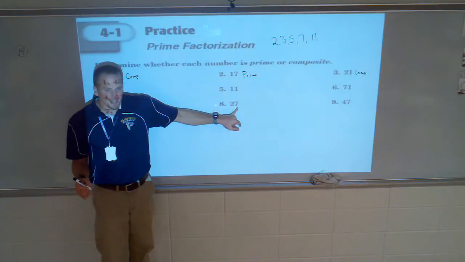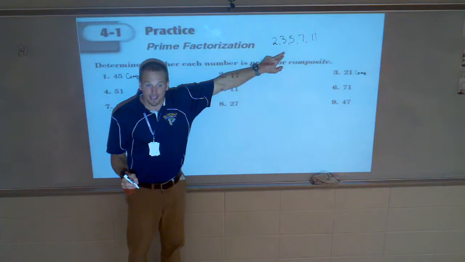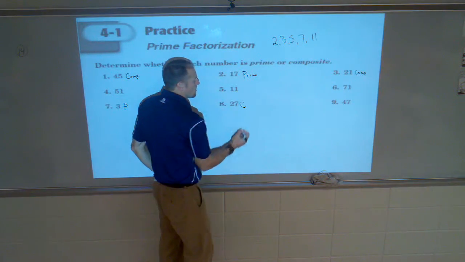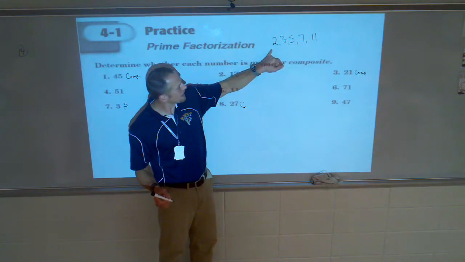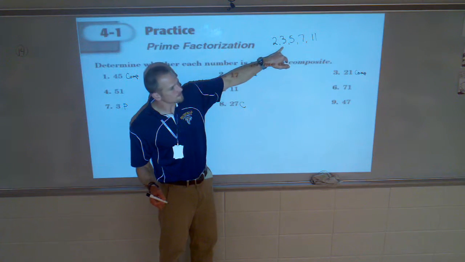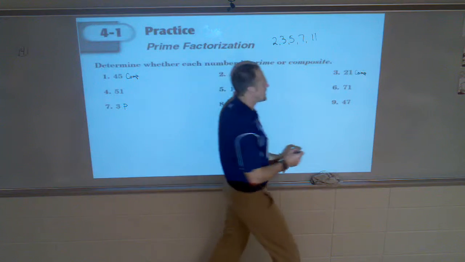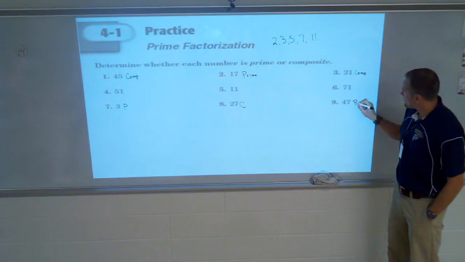Number 8, 27. I cannot divide it by 2, but I can divide it by 3, so this is going to be composite. And 47. Can't divide it by 2, can't divide it by 3, not 5, not 7, not 11. This is going to be prime.